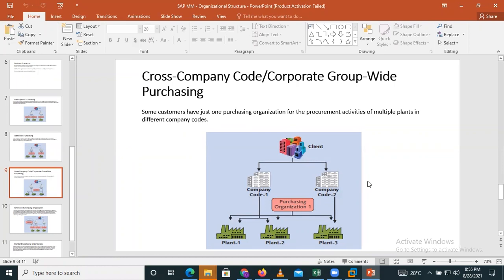So for example, if Tata Motors is a client, and Tata Motors India and Japan are two company codes, then we can have one purchasing organization which is responsible for all the plants of India as well as Japan, right? So that is my corporate group wide purchasing. Clear? This third scenario is also possible. We have only one central purchasing department through which we are doing all the purchasing activities.